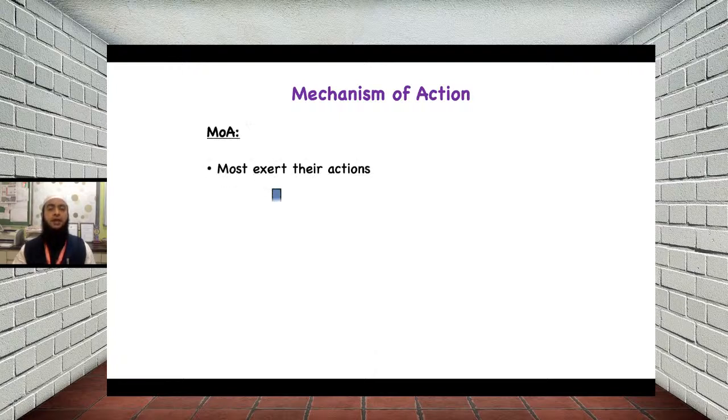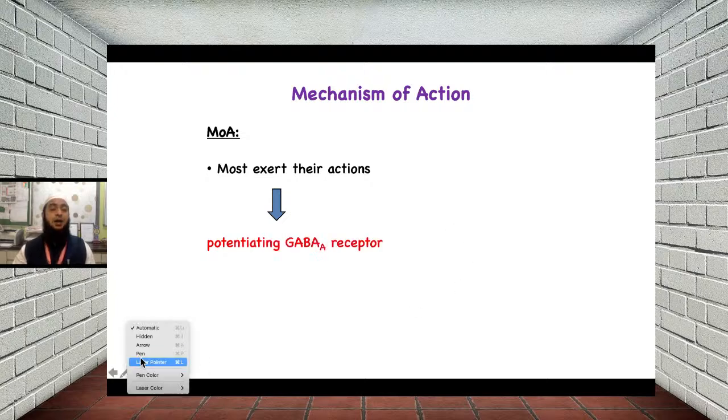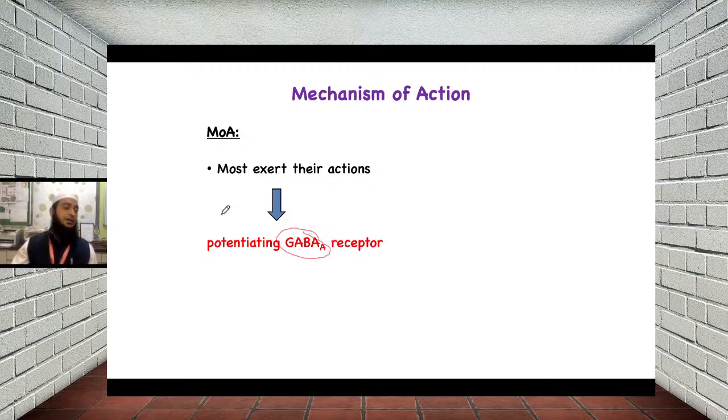So they exert their action through potentiation of the GABA A receptor. Every time we have seen, even in the case of sedatives and hypnotics, in the alcohol chapter, there is a role of the GABA receptor. So now the GABA receptor, what is it doing? Just quickly write in the chat box: is it an inhibitory neurotransmitter or is it an excitatory neurotransmitter? I am waiting for your answer.